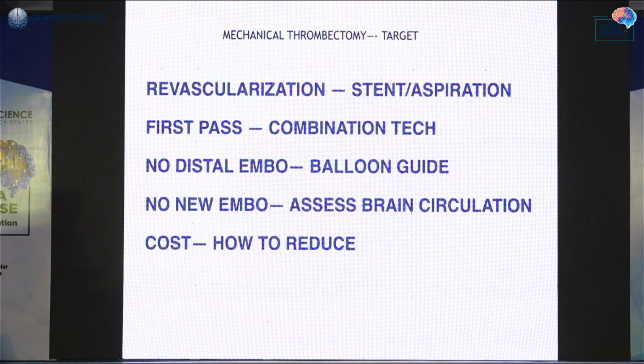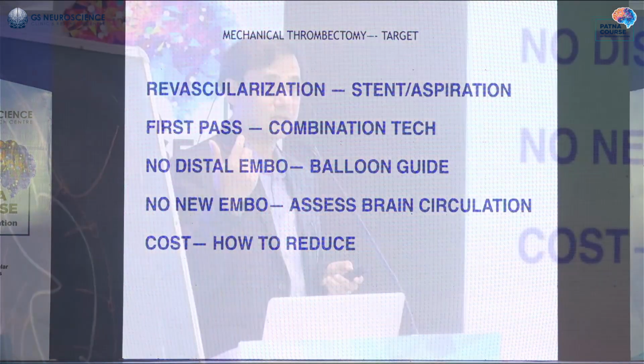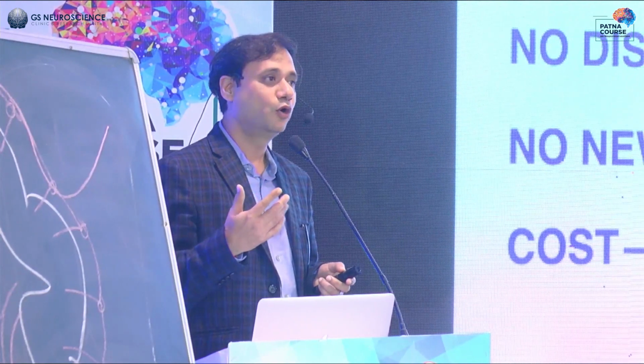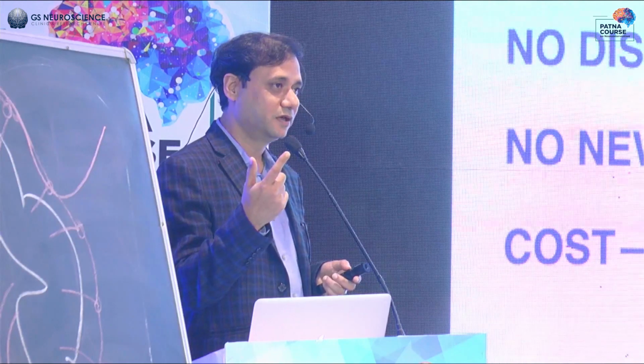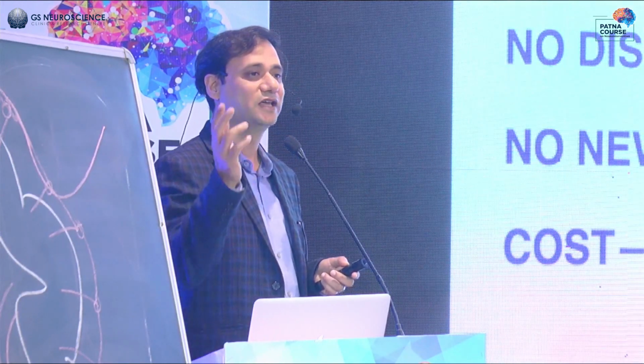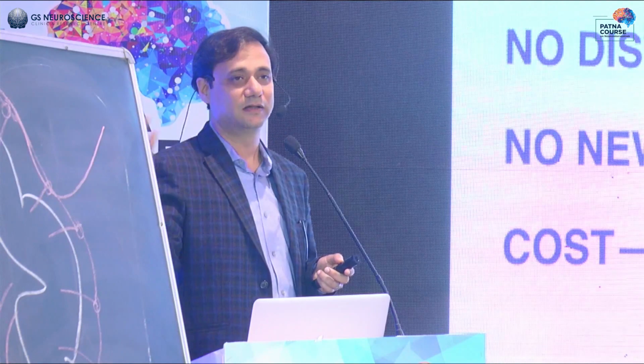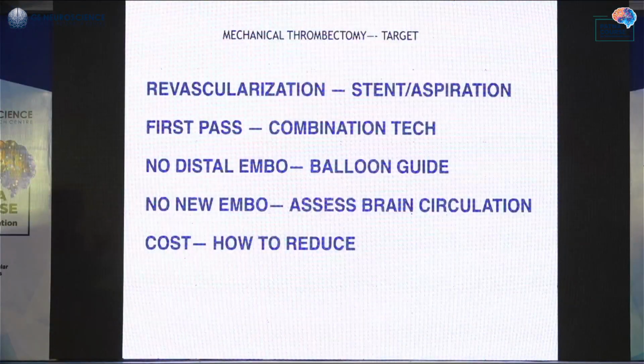Then the third thing comes into the picture, that is the balloon guide catheter. And the last, no new artery embolization. And that you can prevent only if you know about the other good collaterals, like if the left is blocked, whether the ACOM is there or not, whether the PCOM is there or not. So before doing the thrombectomy, you should know the other collaterals, the other circulation of the brain, by doing the CT angio or on the DSA table.